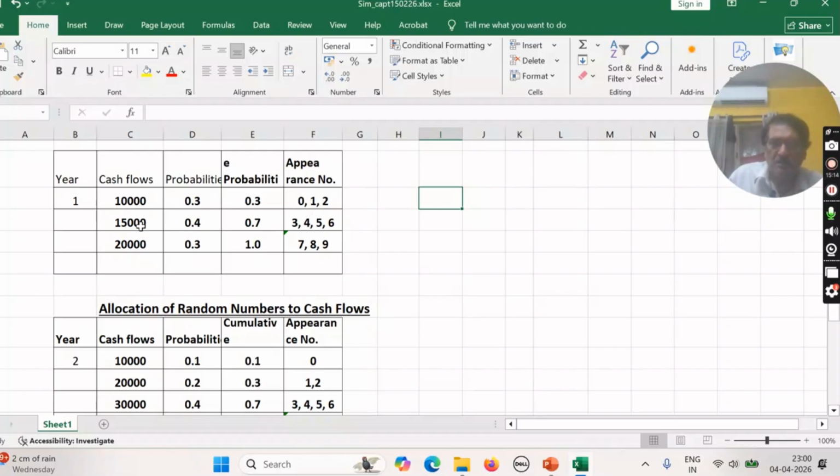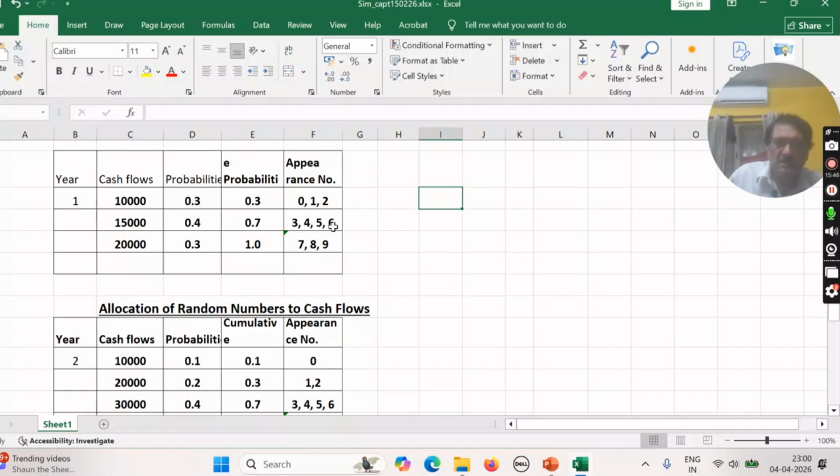And for 15,000, 40% means 4 cases. 4 cases you have to allocate the random numbers. So 4 cases means up to 2 you have taken here, then 3, 4, 5, 6, 4 cases. Out of 10 cases, 4 cases for 15,000 in this way. For 20,000, the case will be 30%, that means 3 cases.